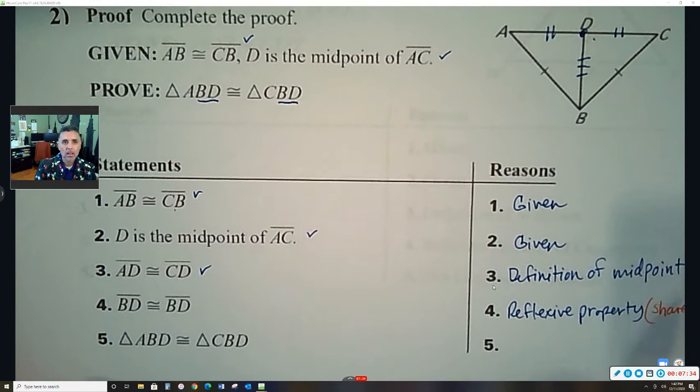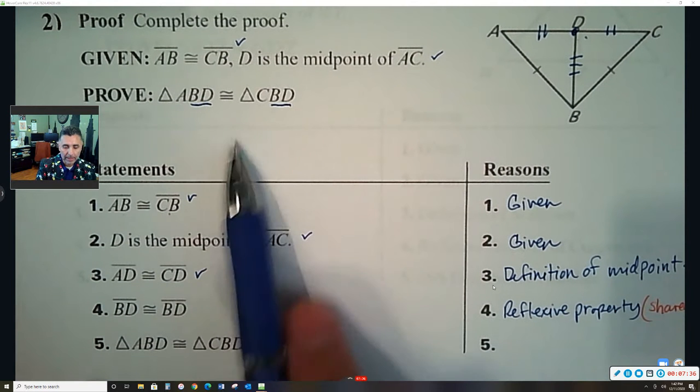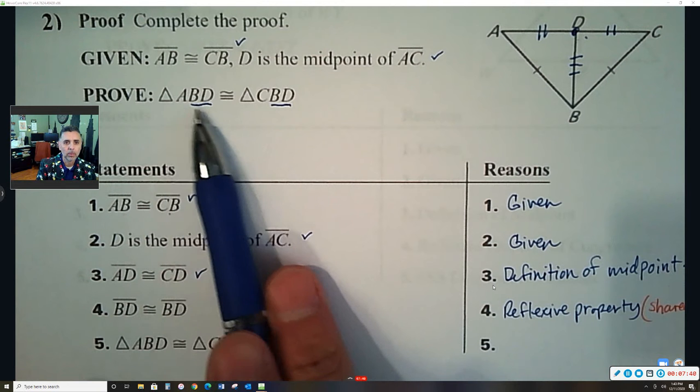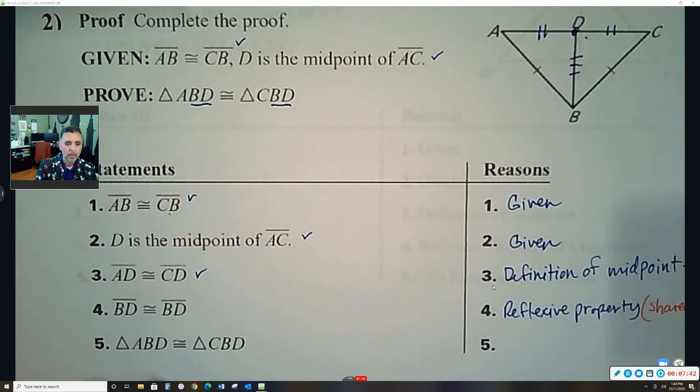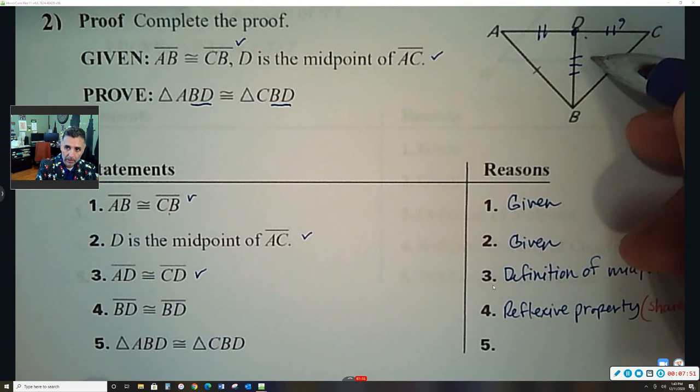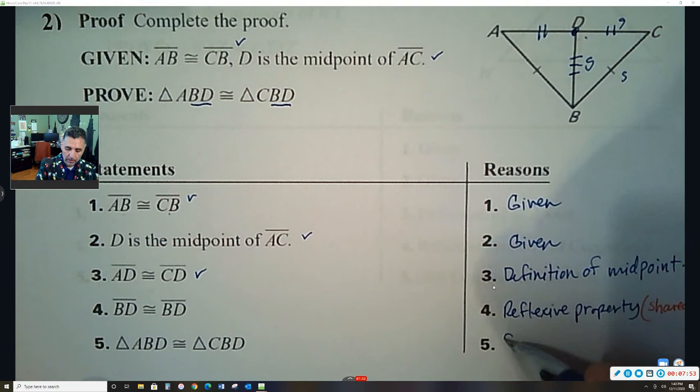And then finally, again, in the notes I said, one of the hints is you're always going to end with the proof statement. Triangle ABD is congruent to triangle CBD. Okay? And that, again, you have side, side, side.